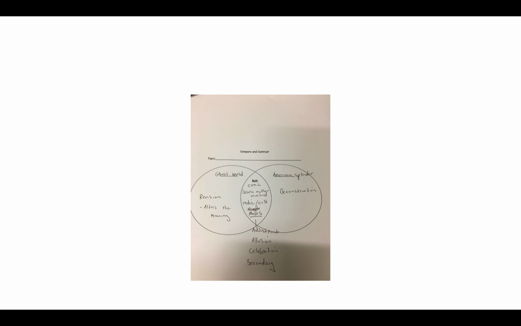Okay, so here is an example of how I would do it. Now I think the Venn diagram could play a good role in this. So basically get 2 films. For the purpose of this, I've just chosen 2 films which have a lot in comparison, and that's Ghost World and American Splendor.